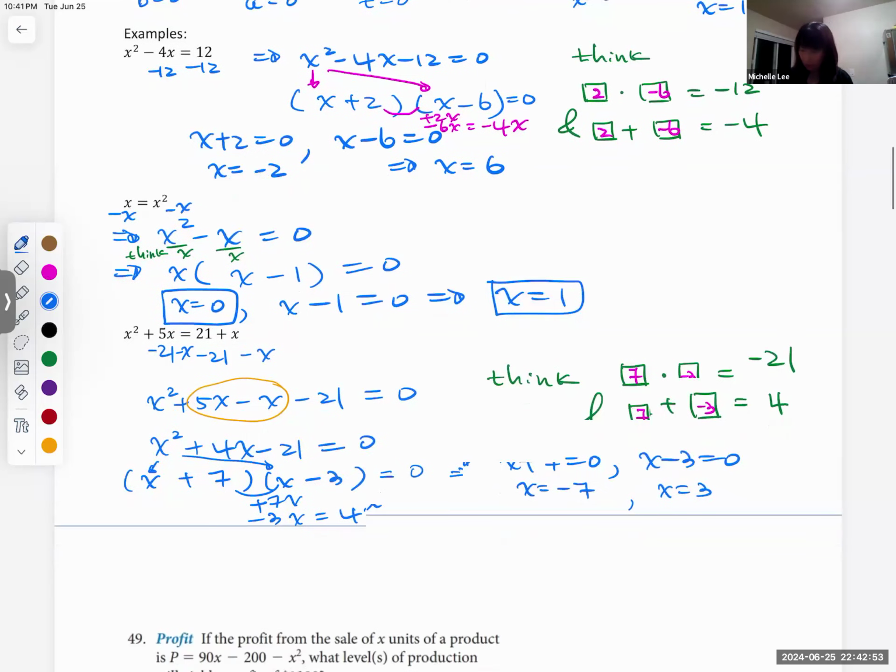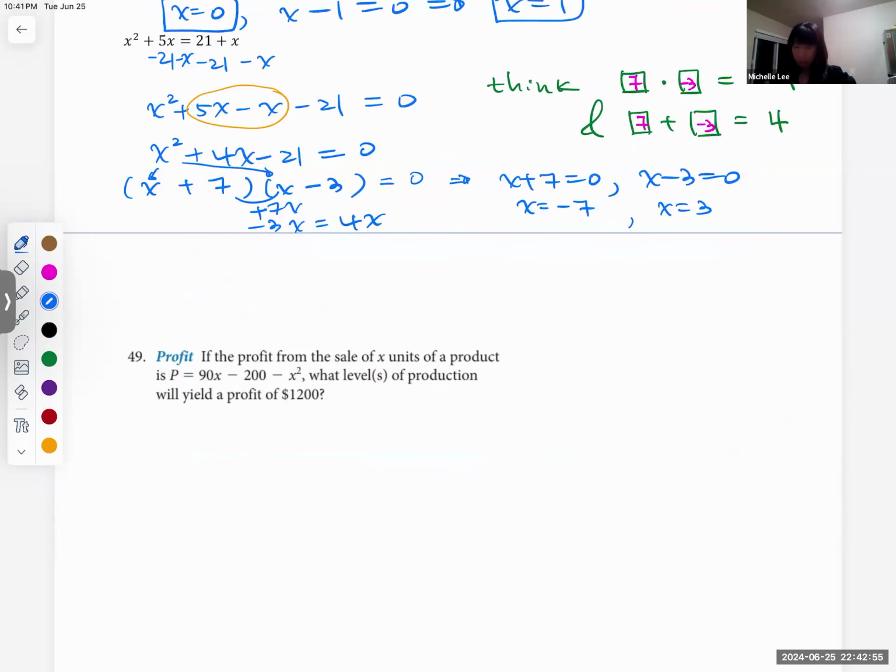Okay, now let's move on to this one. If the profit from the sale of x units of a product is P equals 90x minus 200 minus x squared, what level of production will yield a profit of 1200? So let's set it up. 1200 equals 90x minus 200 minus x squared, right?